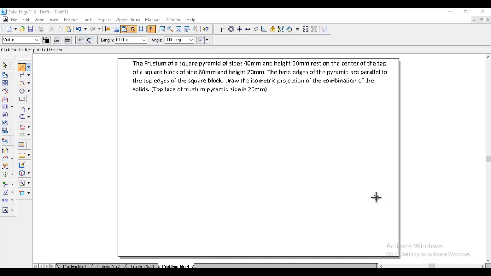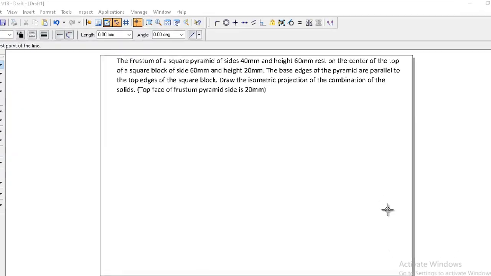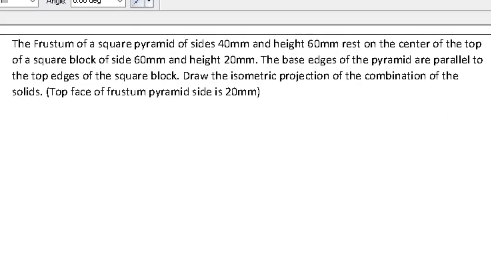In this video, we will discuss the isometric projection, problem number 6. The question is given like this. A frustum of a square pyramid of size 40 mm and height 60 rests on the center of the top of a square block of size 60 mm and height 20. The base edges of the pyramid are parallel to the top edges of the square block. Draw the isometric projection of the combination of solids.